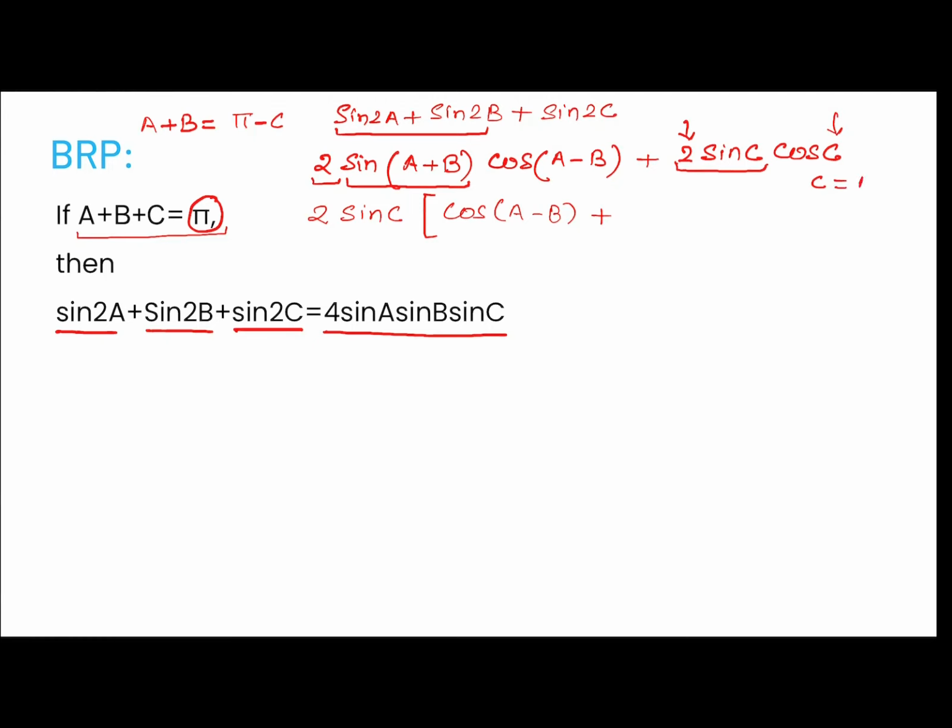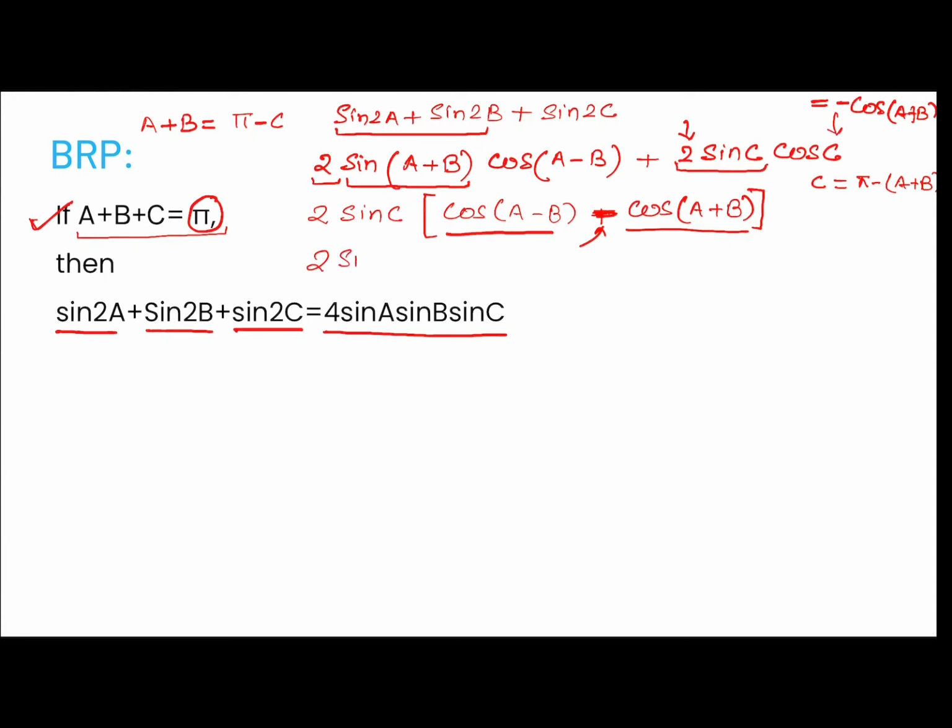So we can write C as pi minus (A plus B), using A plus B plus C is equal to pi. So cos of C is equal to cos of (pi minus theta), which will give you minus cos theta. So cos of C we can write as minus of cos of (A plus B). So this plus sign will become minus, and it is minus of cos of (A plus B), not A minus B. Now we know that cos of (A minus B) minus cos of (A plus B) is the formula for twice of sin A into sin B.